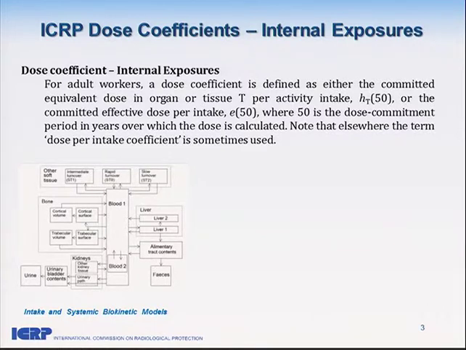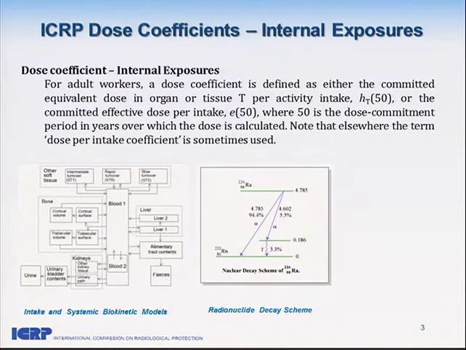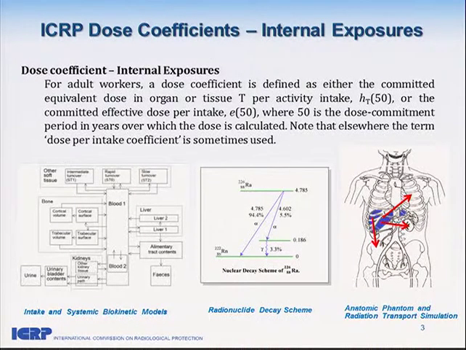So what do you need to calculate these? You need three components. First, you need intake, ingestion or inhalation models. And equally important, for each radionuclide or each element, you need a systemic model. You need to understand the energies and decay data, the yields of various forms of radiation. We've recently updated that in Publication 107. And then you need a computational model of the reference individual.